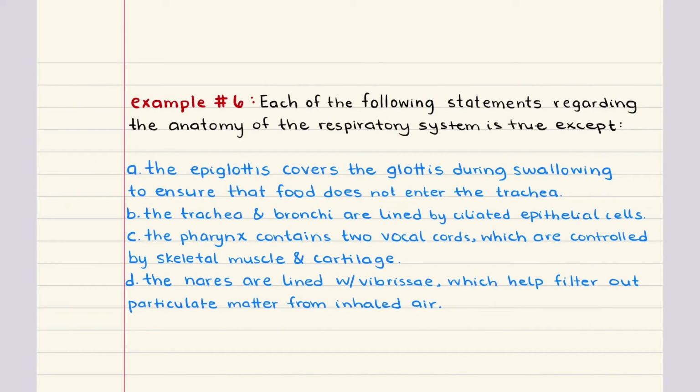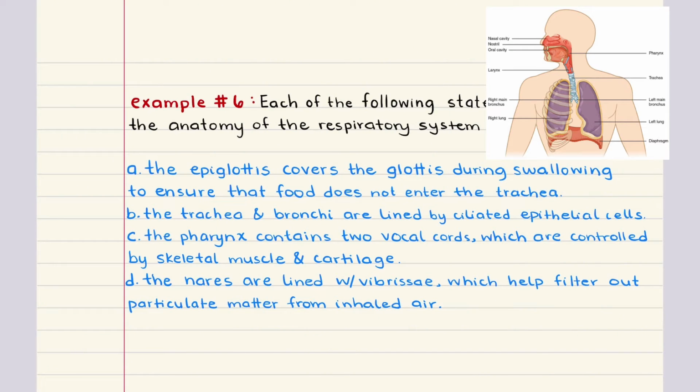The epiglottis is a flap of tissue that folds down to block the airway while swallowing, and it's going to prevent food from entering where it should not enter. B says the trachea and bronchi are lined by ciliated epithelial cells. This is also correct. These cilia play an important role in the mucociliary escalator, and they help move mucus and trapped particles up and out of the respiratory tract. So far, A and B are true statements.